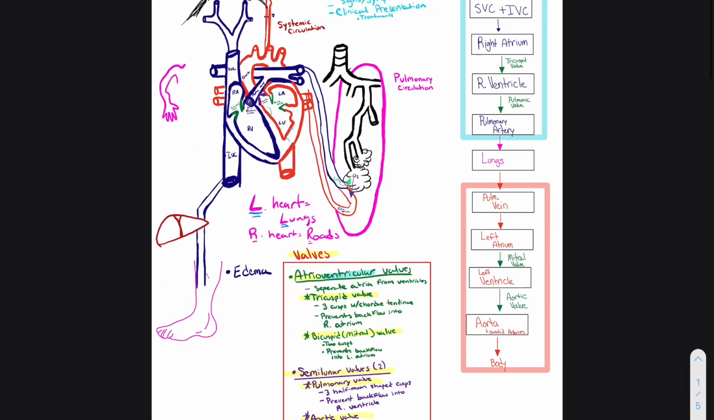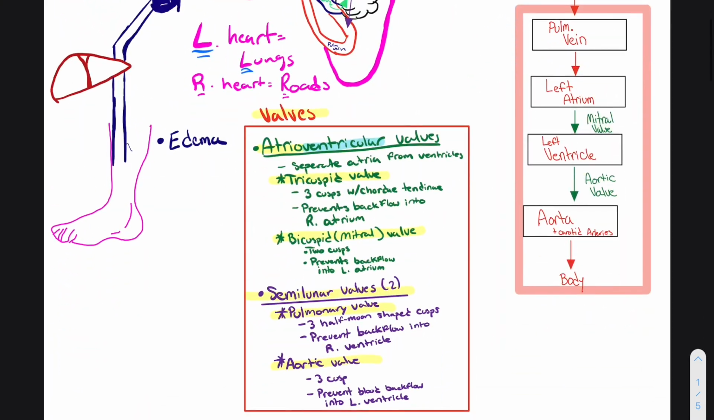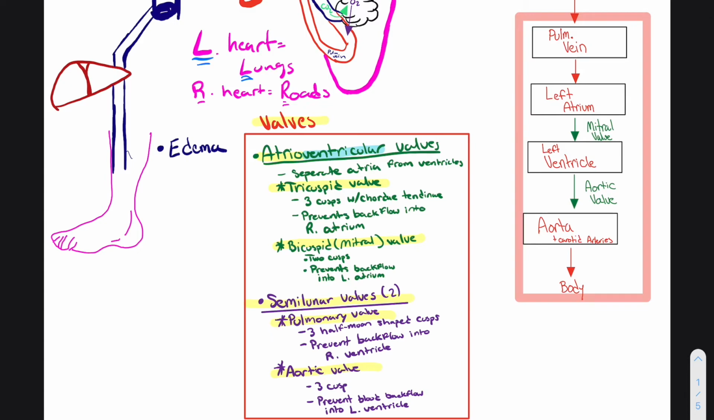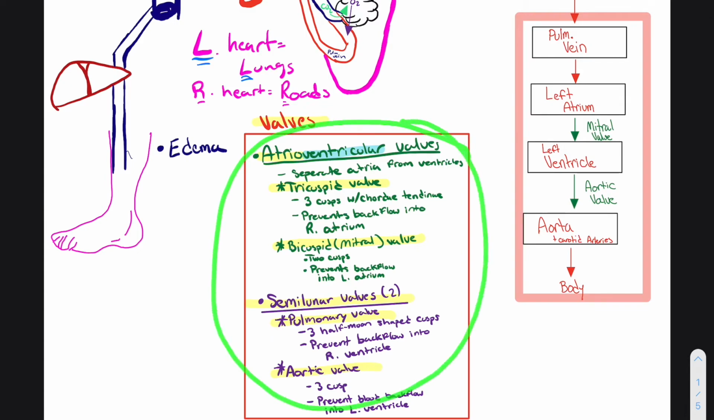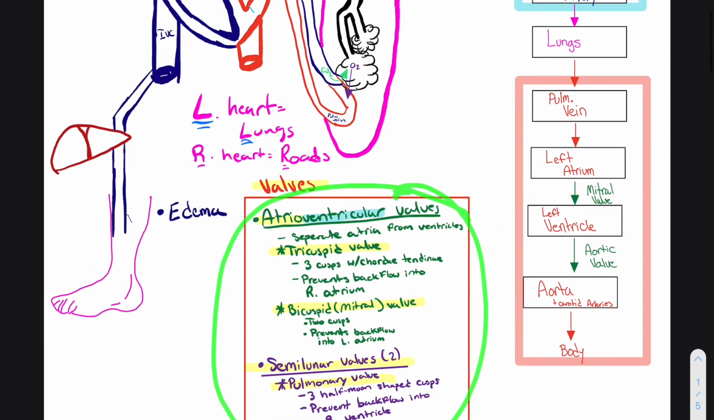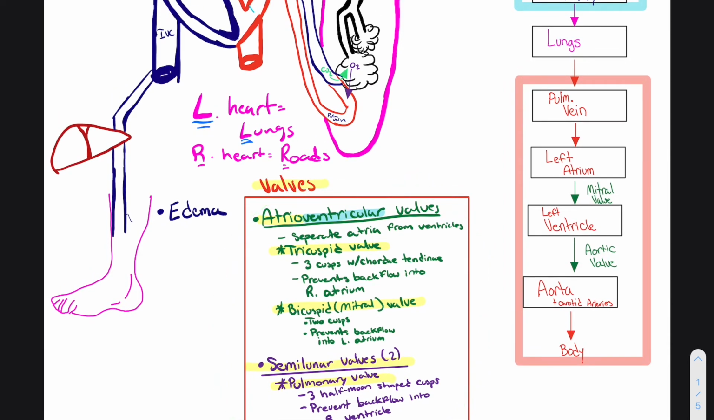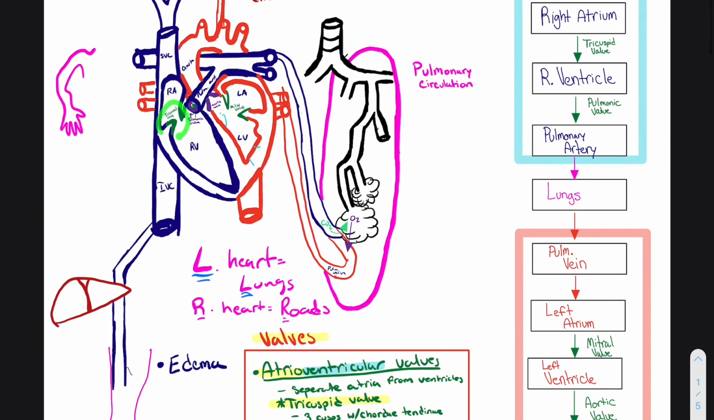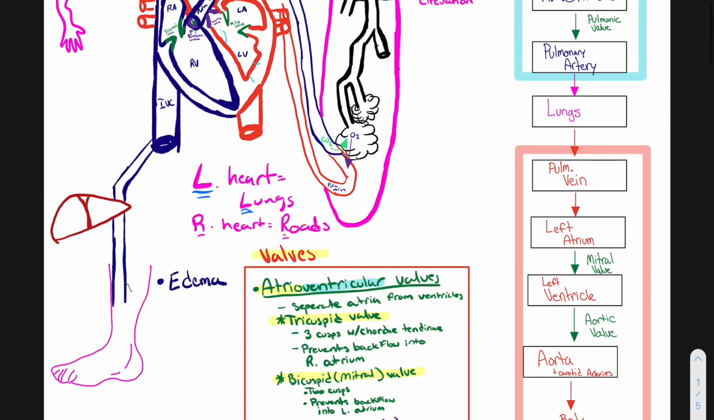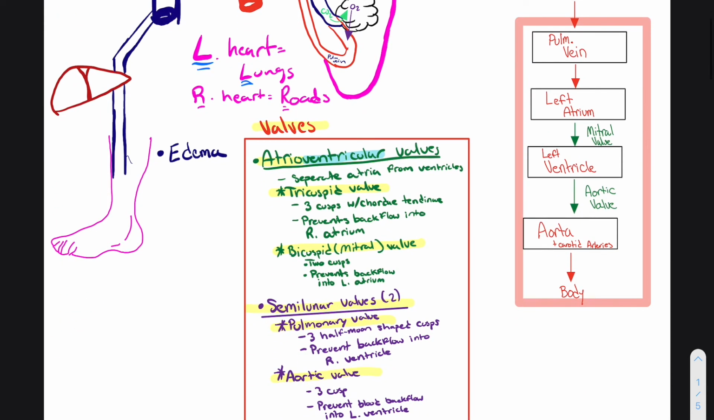Additionally, I've put on my notes, I'm not going to go into too much detail, additional information on the valves that are involved. The 4 valves: your tricuspid valve, your mitral valve, and then your semilunar valves. Semilunar because they look like a half moon. Your pulmonic valve and your aortic valve. So I put some additional information here. Not going to touch on it too much.